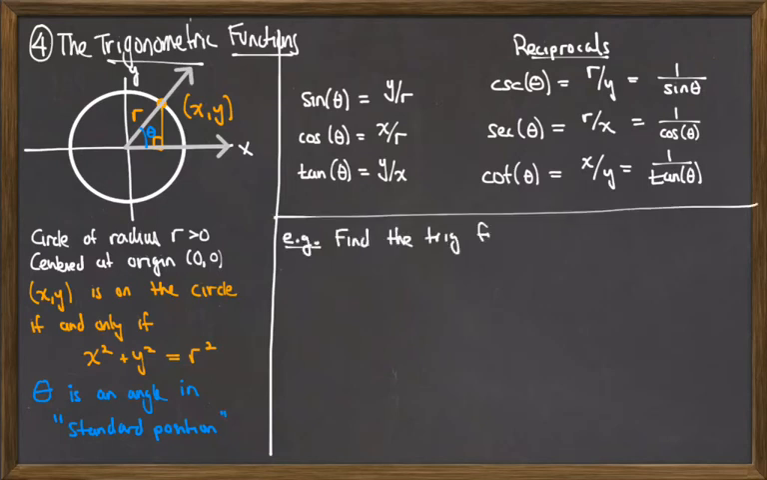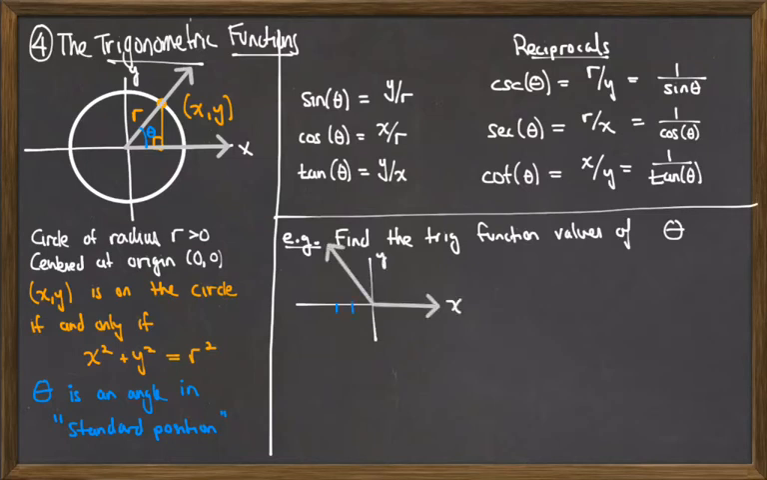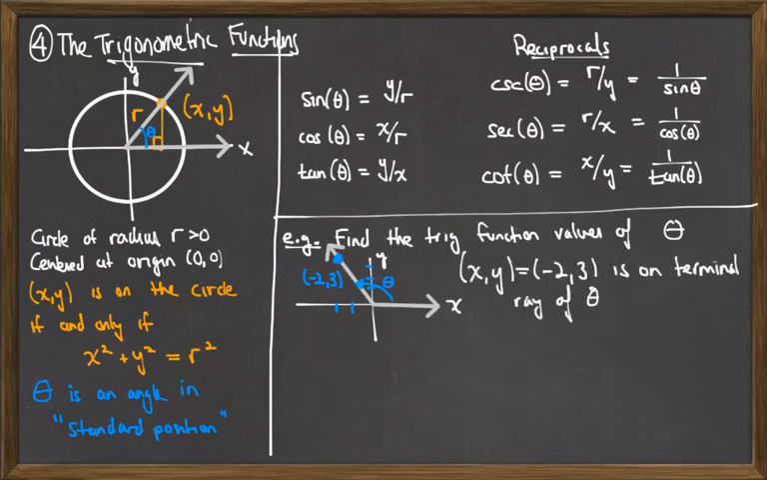Let's look at a specific example. Let's find the trig function values of the angle theta that I've drawn below. I've drawn it in standard position, starting with the positive x-axis. It's a positive angle because it's rotating counterclockwise, and that terminal ray apparently intersects the point -2, 3. So x-coordinate -2, y-coordinate up 3, and that point -2, 3 is on the terminal ray of my angle theta. I don't know what the angle is, but I do know a point on its terminal ray.